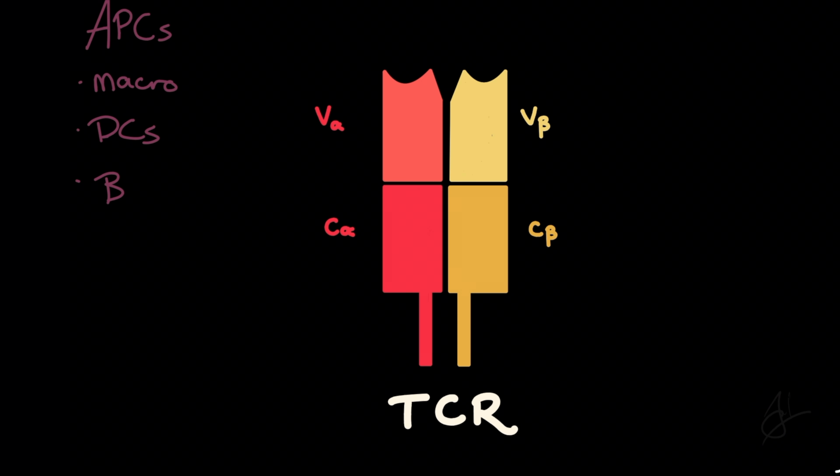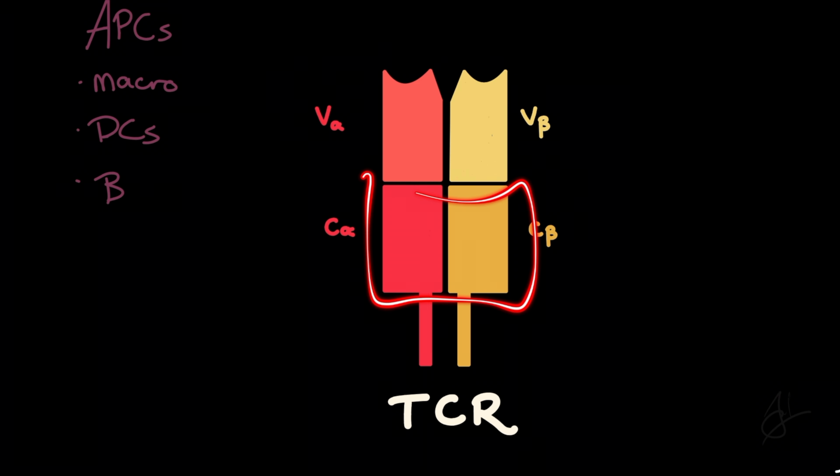Less unique and cool looking as the double-barreled Y that the B cell receptor has. This is just 2 lines, so it's kind of boring, but this is your T cell receptor, made up of a beta chain and an alpha chain. The top of it is the variable region, so that confers that antigen specificity.